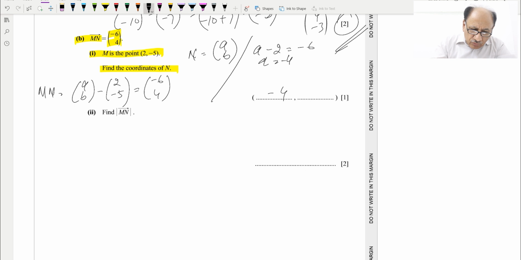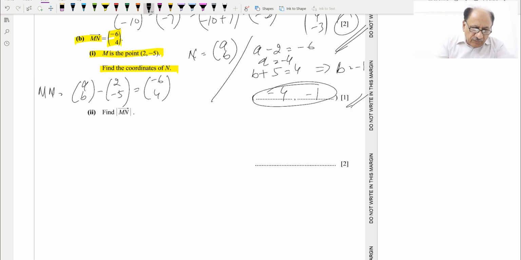So minus 4 will be A value, and B will be equal to what? B will be equal to minus minus plus. So plus 5 is equal to, there is this. So B plus 5. B plus 5 is equal to 4. So this implies B is equal to minus 1. So minus 1 will be the answer.